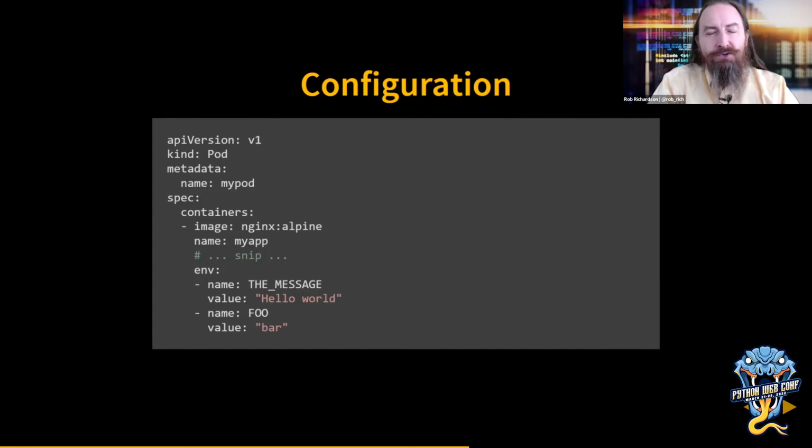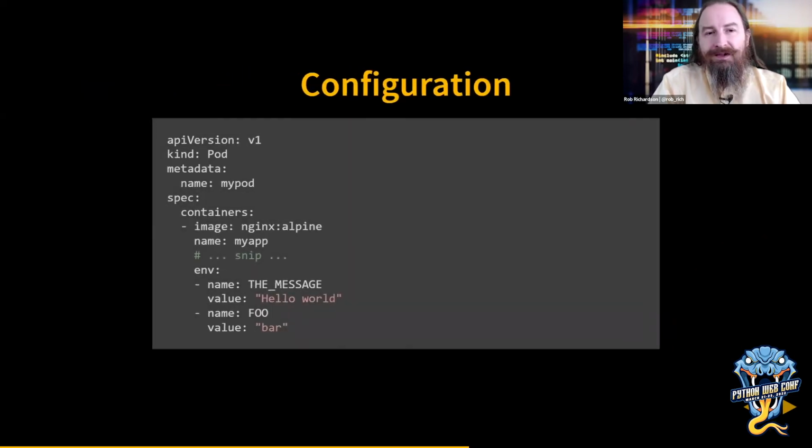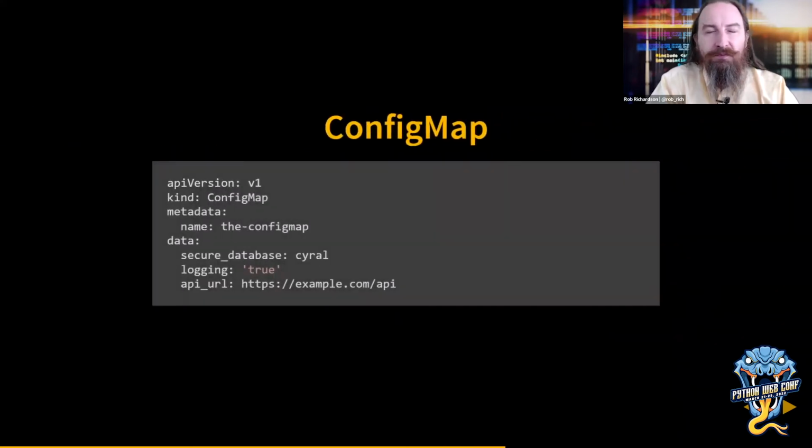Now, who owns this? Should the developer own it? Should operations own it? Maybe the developer owns the top half and operations owns the bottom half. Is there a built-in mechanism where we can separate these out so operations can own one and developers can own the other? Yes, built in, we have a config map.